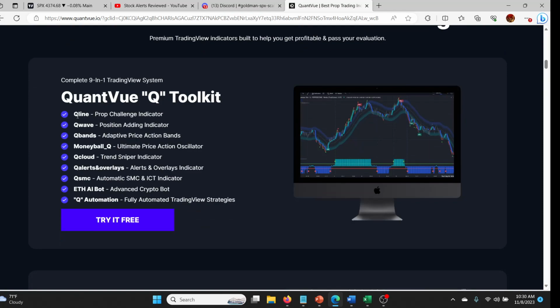They call the Q line the prop challenge indicator, so people are thinking, okay, cool, I can use this to pass my funded futures accounts. I wasn't that impressed. Maybe it was the market. Maybe I'll come back to it and look at it again.